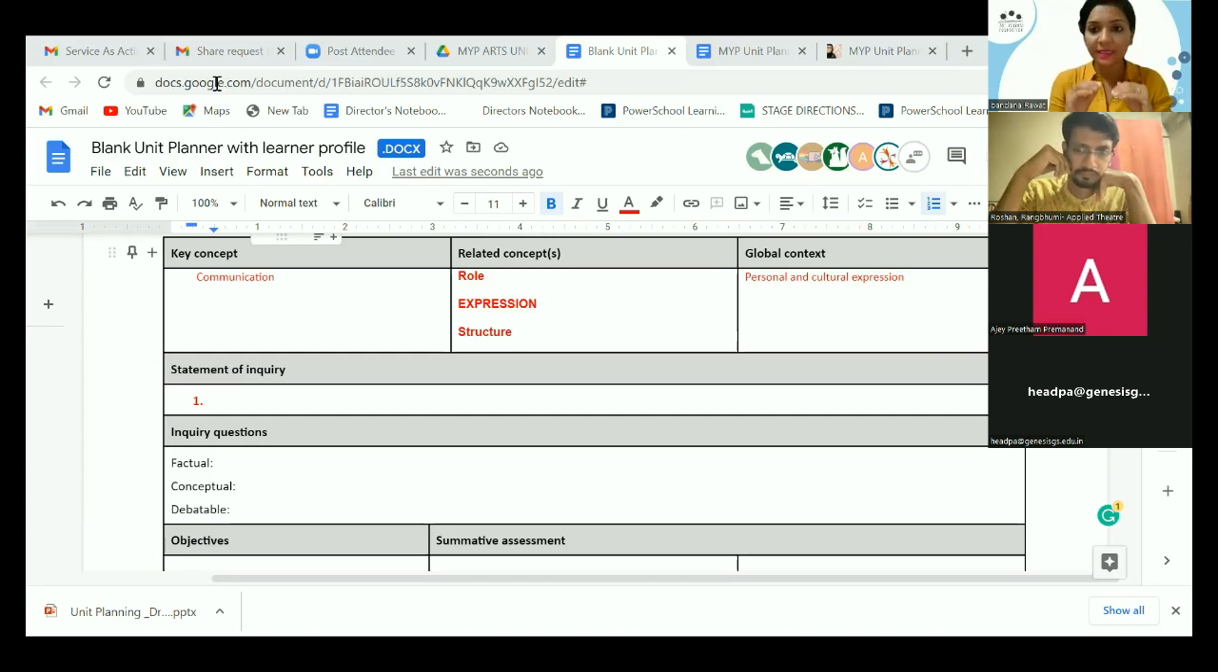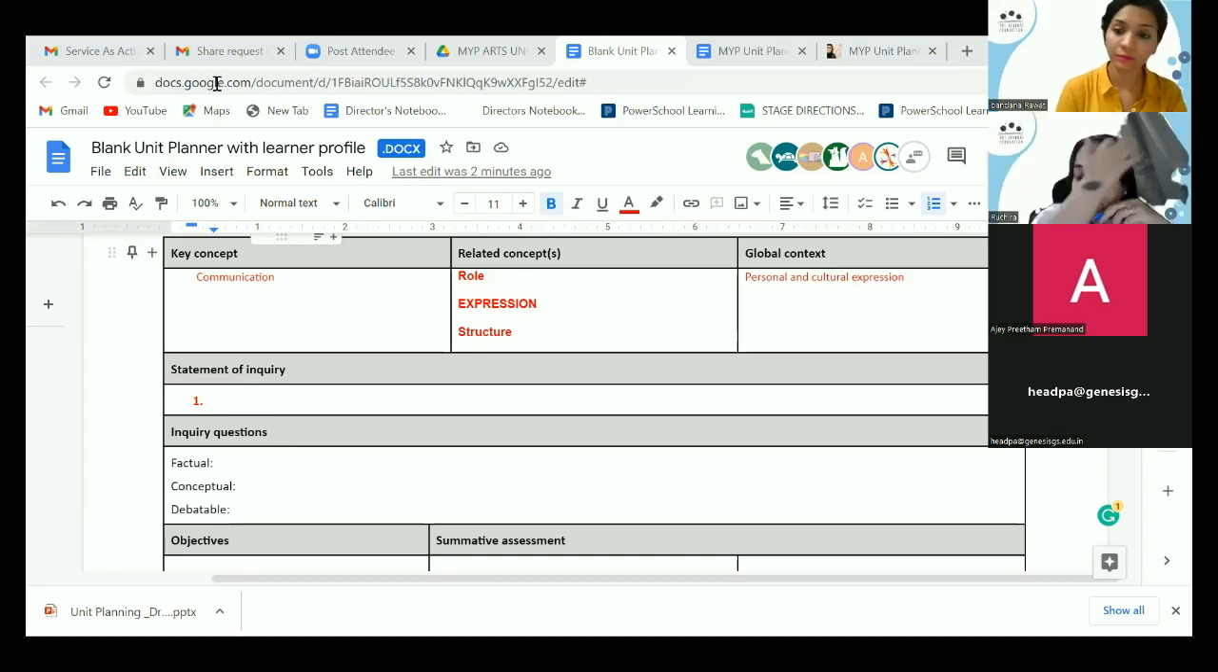See, what happens is, generally when we are planning a statement of inquiry, try to keep the words from the key concept, related concept, and global context so that they are aware that this is the key concept, this is the related concept, and this is the global context. But it should be open-ended. It should not limit them in terms of their resources, their investigation, or their research.